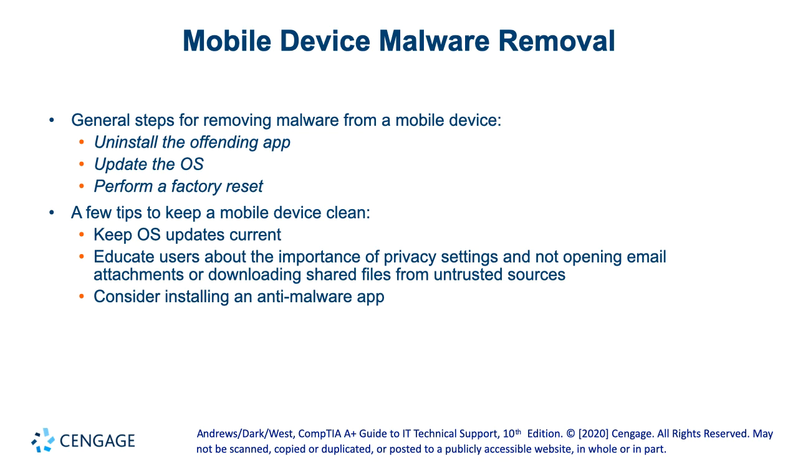General steps for removing malware: identify the app and uninstall it. Update your OS, or, as a last resort, perform a factory reset. Always keep the OS as current as you can, as that helps eliminate a lot of issues. And then if in an organization, you need to educate users about the importance of privacy settings. Don't open email attachments or download shared files from untrusted sources. And then also installing an anti-malware app, an antivirus app, is recommended.